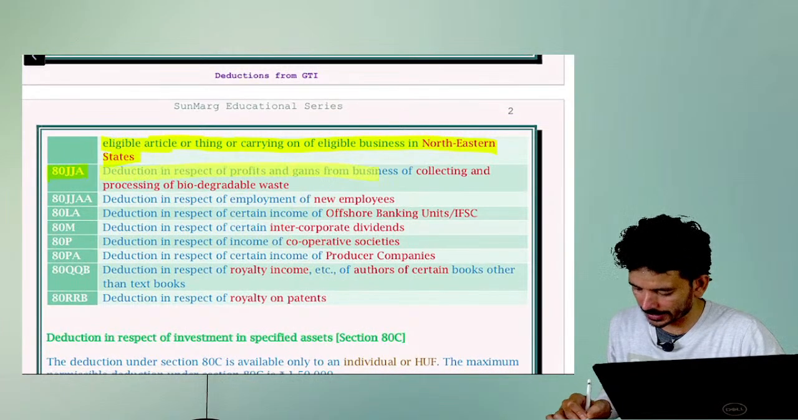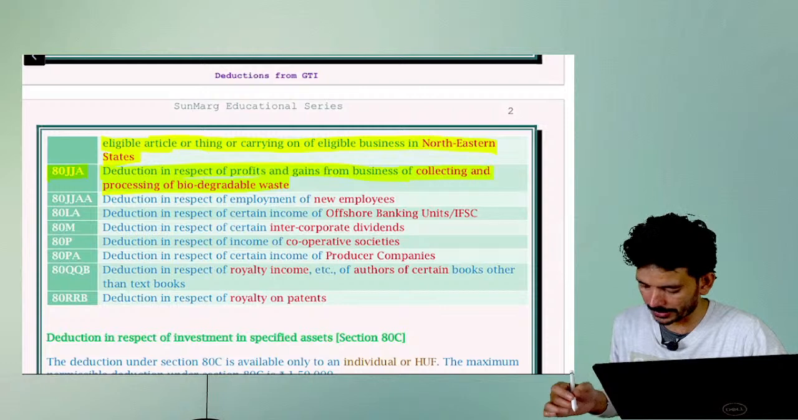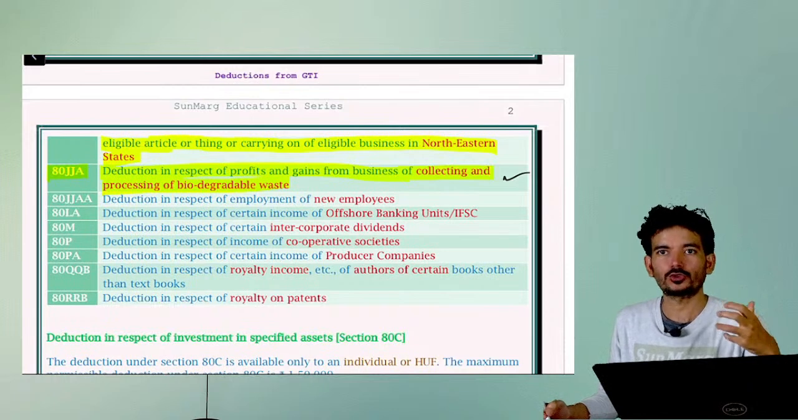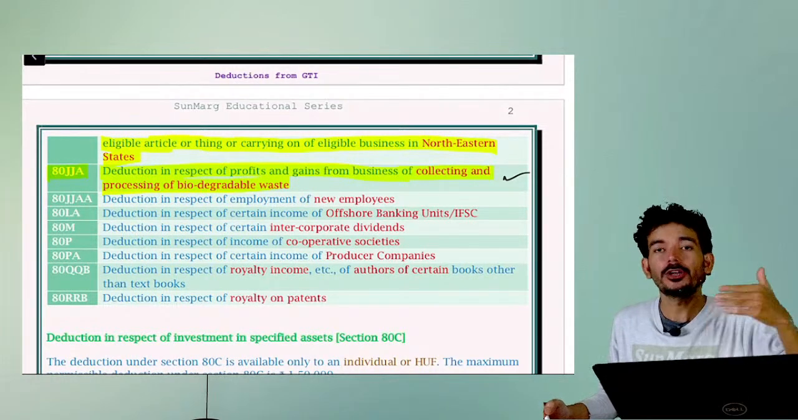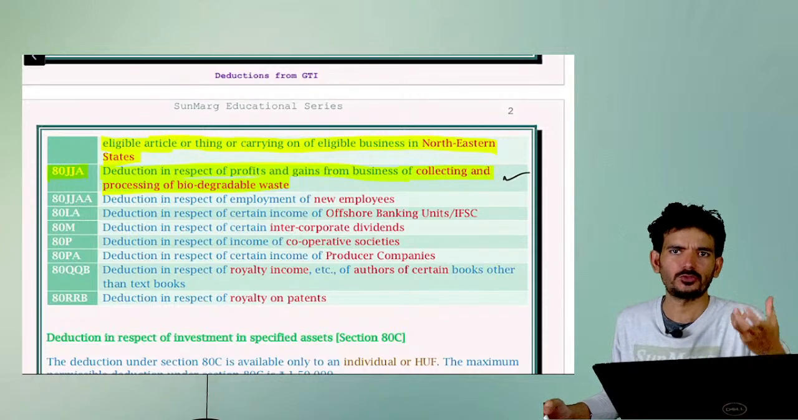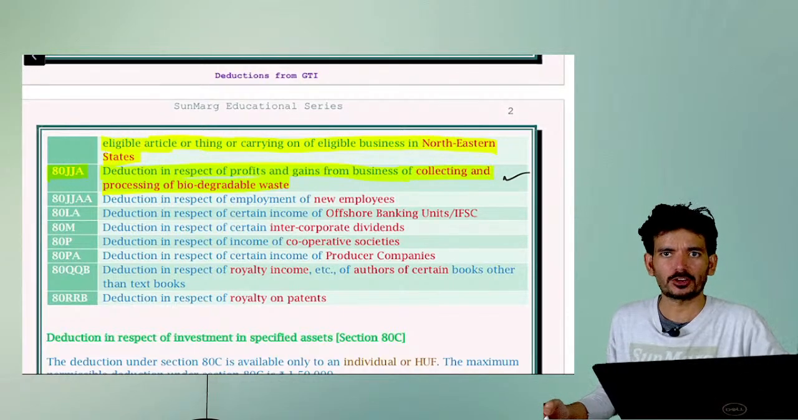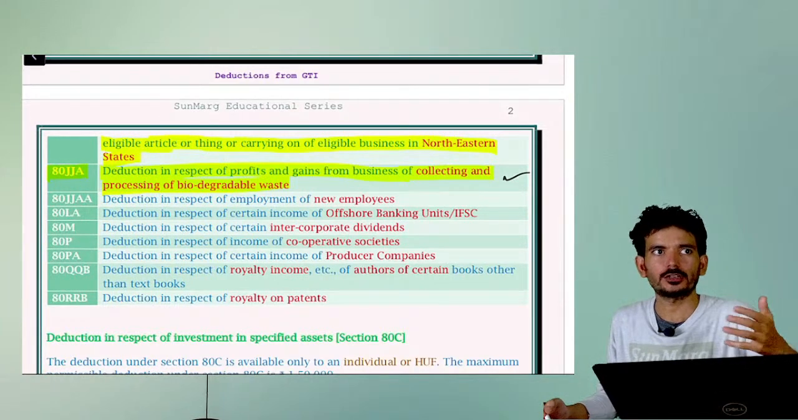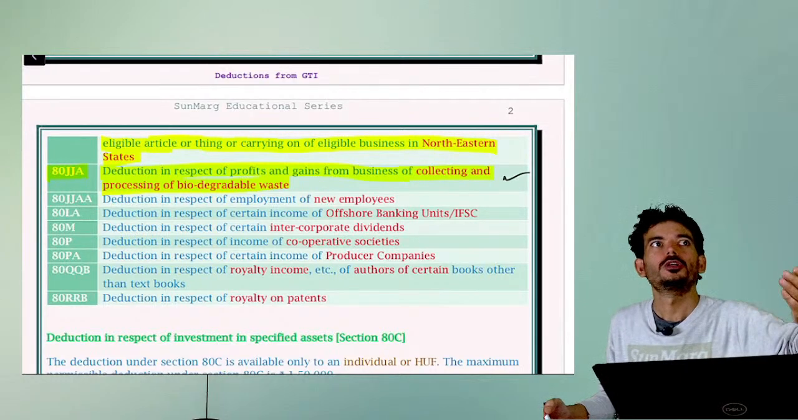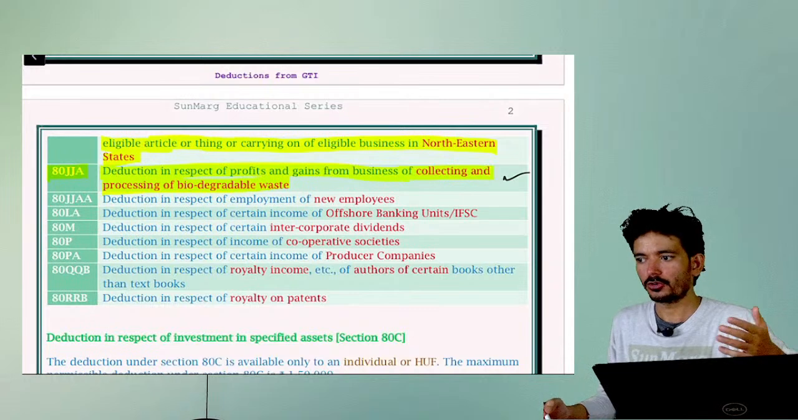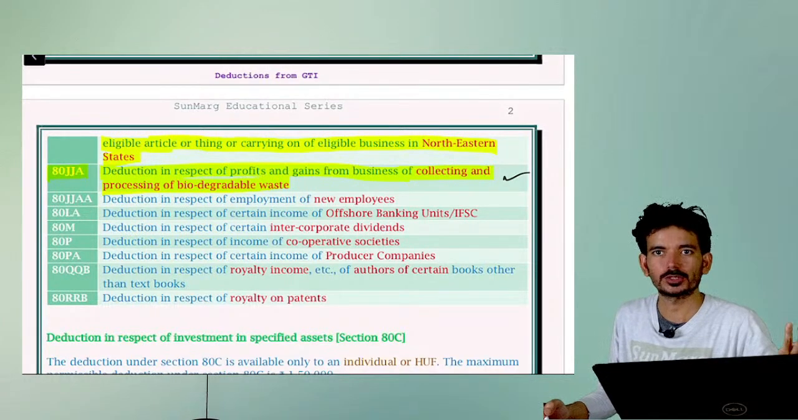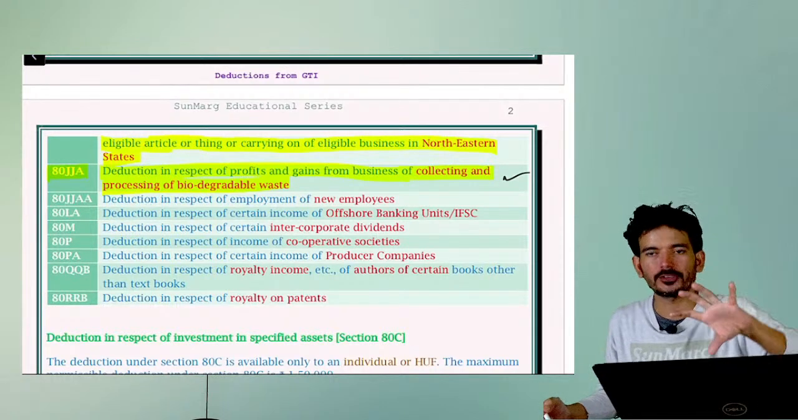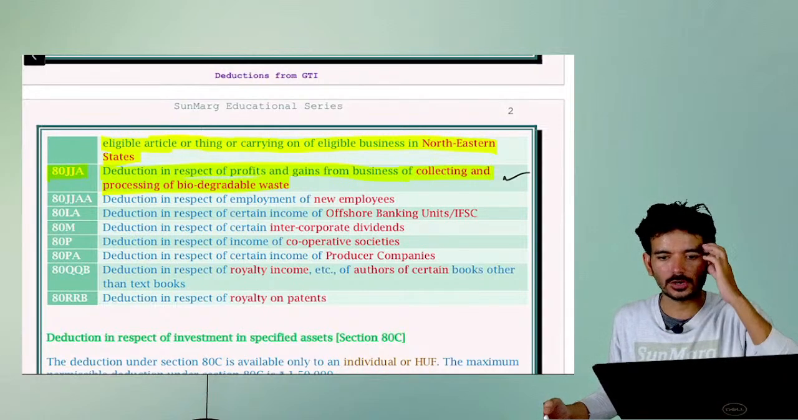80JJA, deductions in respect of profits and gains from business of collecting and processing biodegradable waste. So now like more companies are coming, more manufacturing is happening. So we need someone to process biodegradable waste. I mean like all scientific research, there will be a lot of wastage, right? Pharmaceutical, there will be a lot of wastage. So this waste someone has to process it. They have to degrade it, so that you don't dump into the rivers, you don't dump into oceans, or you don't dump anywhere and spoil the atmosphere or environment. So we need a proper place, we need a proper mechanism where you scientifically process it so that it is not harmful.